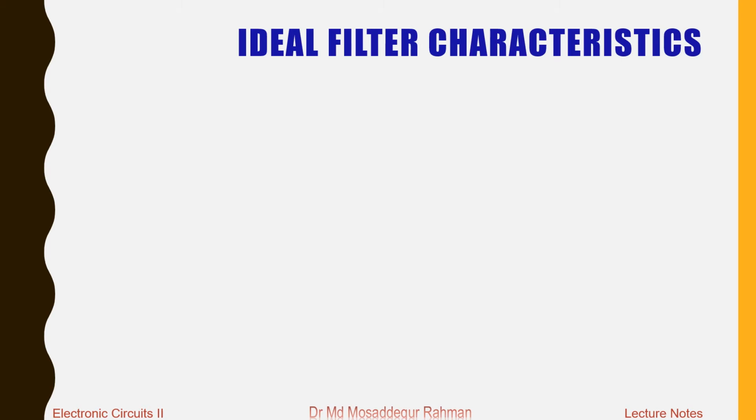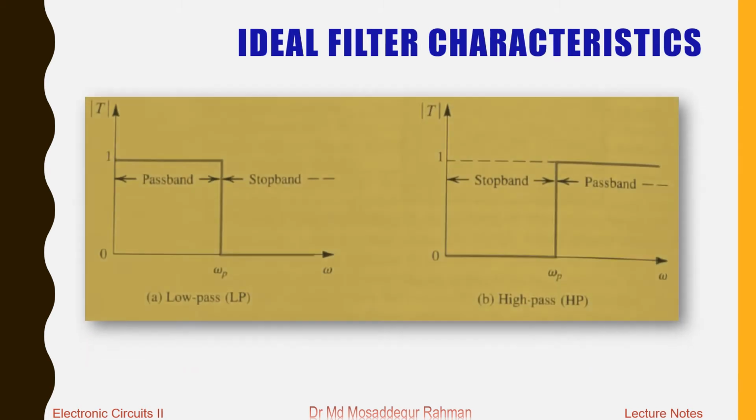Now, what are the characteristics of filter circuits? First we consider the ideal filters. That will be easy for us to understand the main key points of the characteristics of filter circuits, and then we'll see how the characteristics of practical filter circuits deviate from those of ideal filters. So the characteristics that we are showing here are those for the ideal filters.